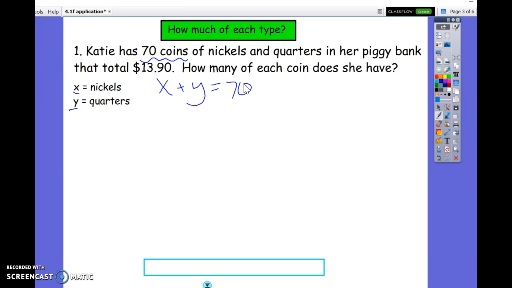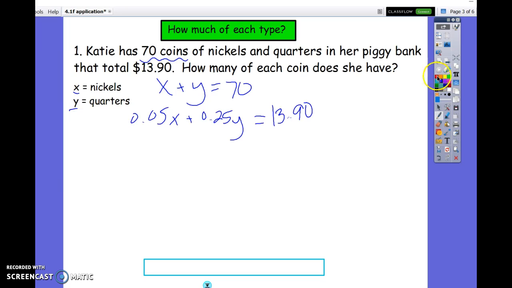Okay, well, think about how much a nickel is worth. A nickel is worth 5 cents, and a quarter is worth 25 cents. So if we take the amount of money our nickels add up to and the amount of money our quarters add up to, they should equal a total of $13.90. Notice how I'm making sure to have my decimal, right? Since we're talking about dollars, we need to remember it's not 5x, it's 0.05x, because that's how many dollars a nickel is worth. Now we have these two different equations.